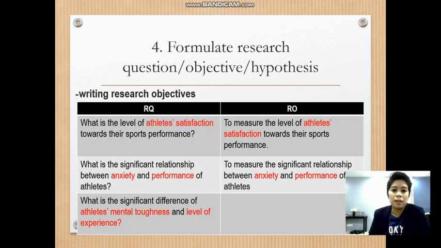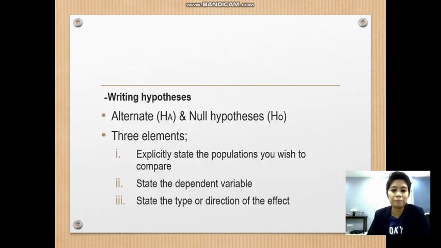By formulating your research question, yes, the RO and RQ are very similar. If you look at the third one, the RO: what is the significant difference of athlete mental toughness and level of experience? So what is the RO for this? To measure the difference of athletes' mental toughness and level of experience. Because one is asking, one is the objective, right?